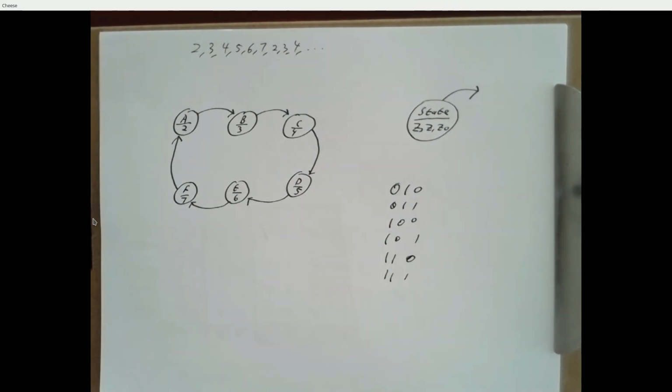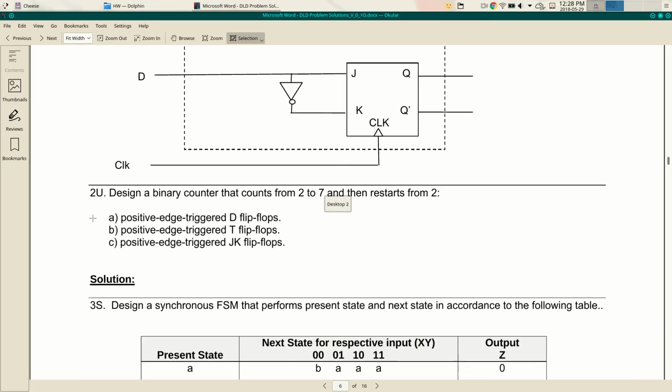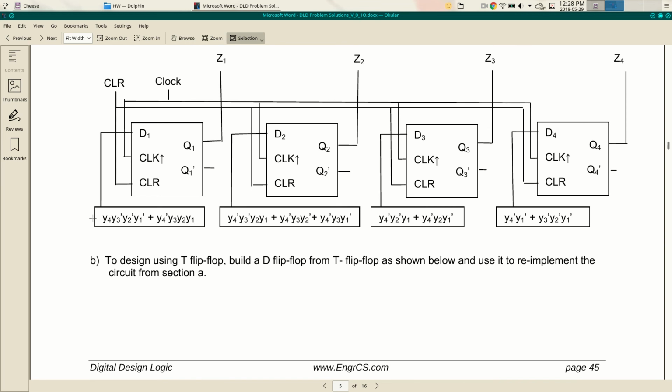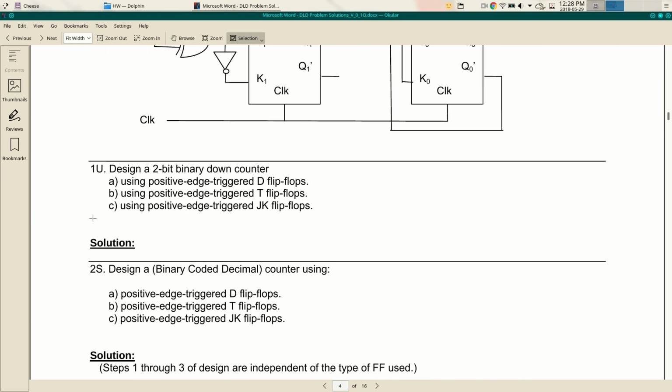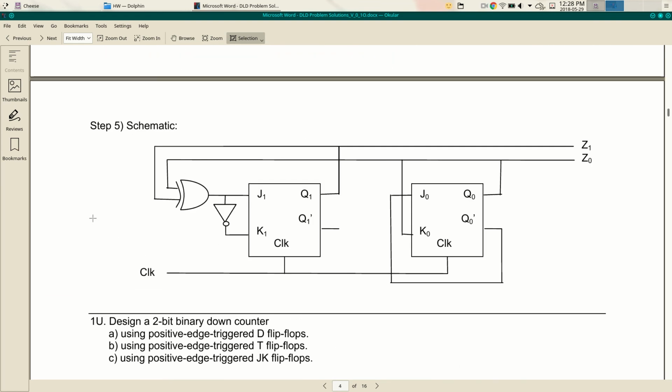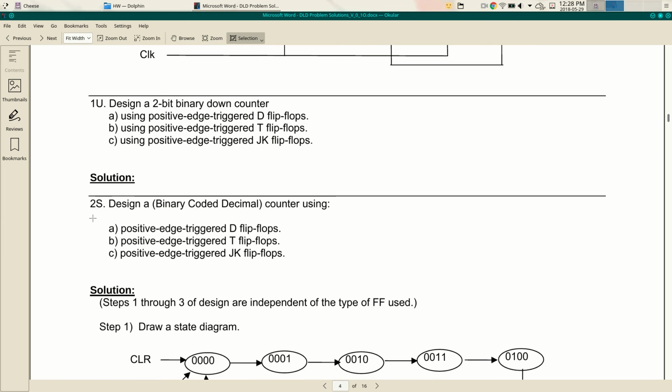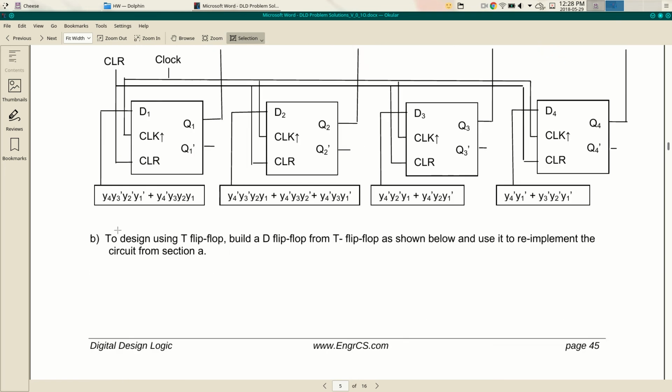So that's your setup, and then you have to build it once using D flip-flops, once using T, and once using JK. We'll probably pick on number 1 at the board.